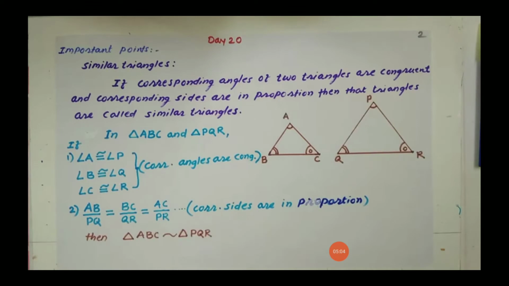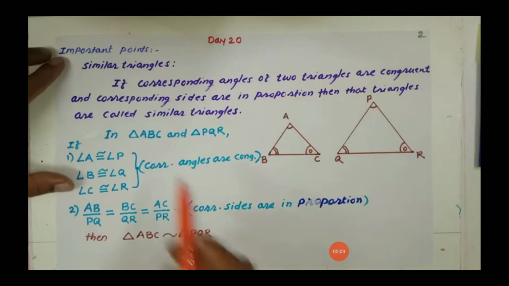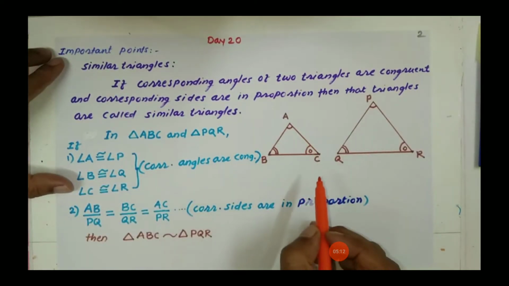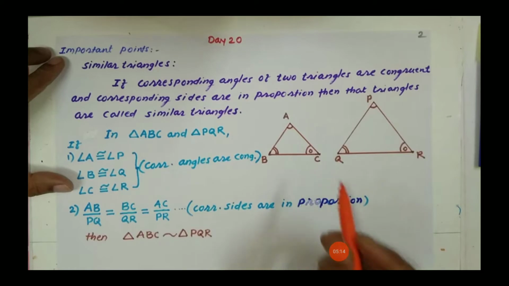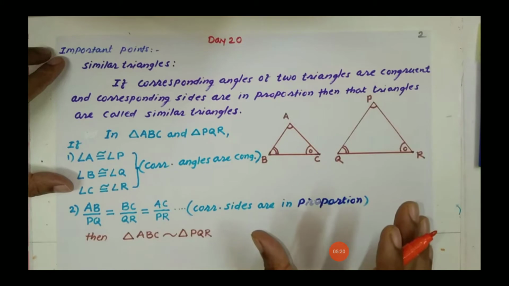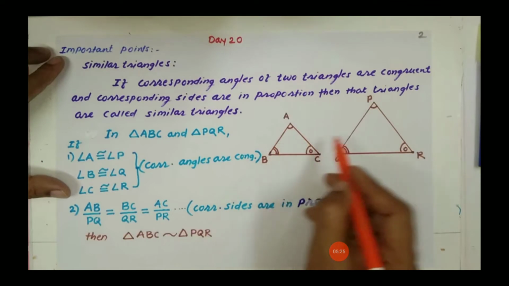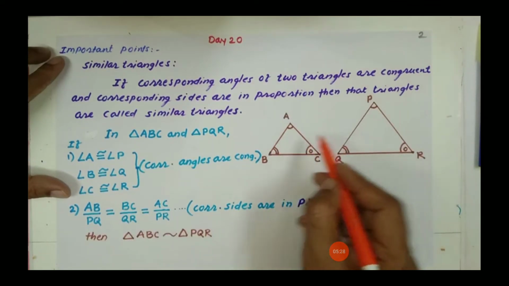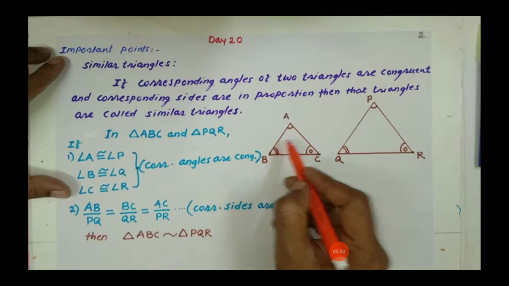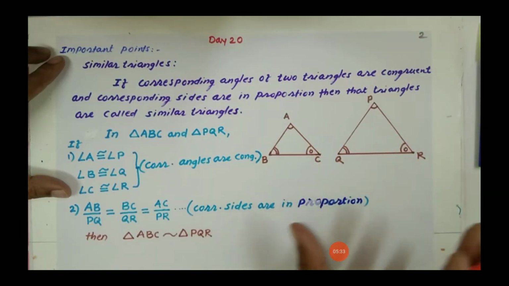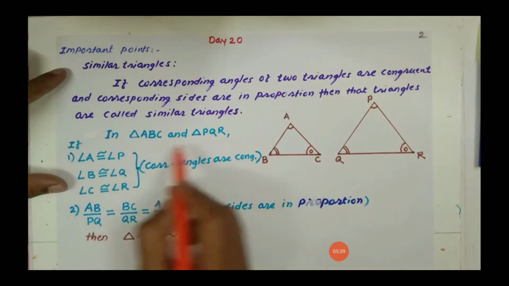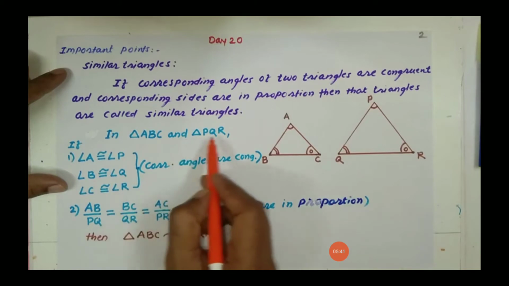Okay, so a definition is not something to memorize, it is something to understand. Understand it. Let's see once again. If the corresponding angles of two triangles are congruent and the corresponding sides are in proportion, yes, then those triangles are called similar triangles. It is not necessary that they are congruent triangles. These sides do not have to be congruent. Their ratio must be equal. Remember this thing.